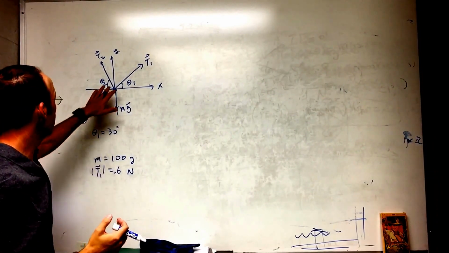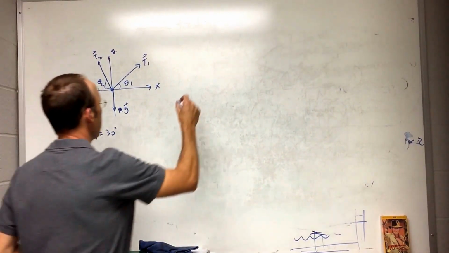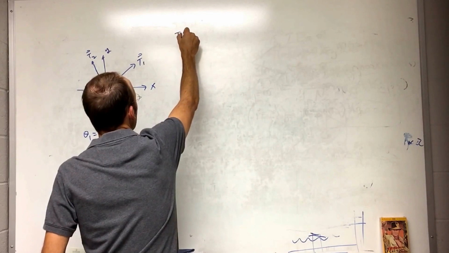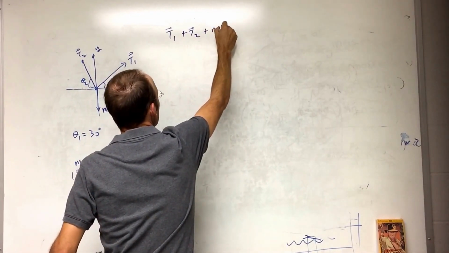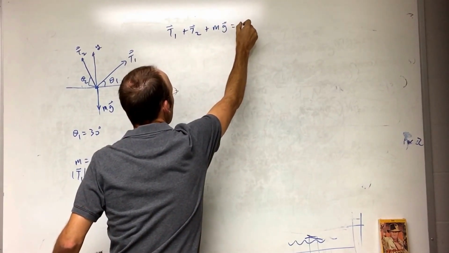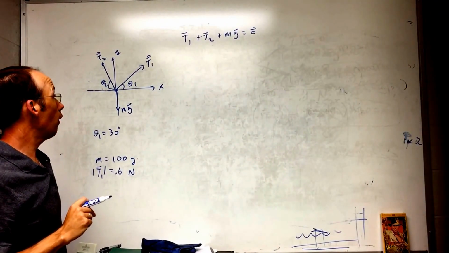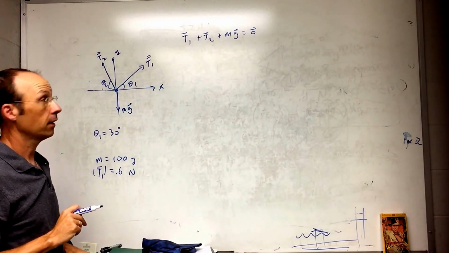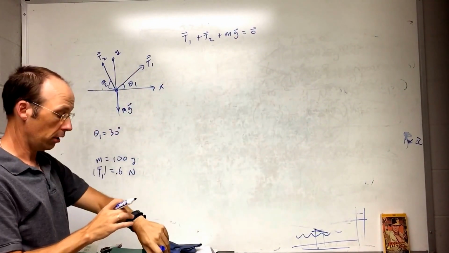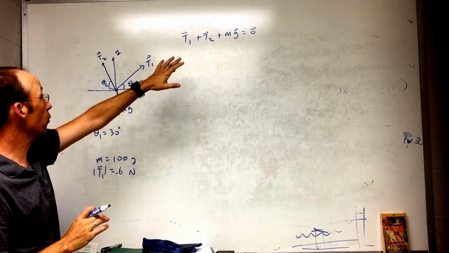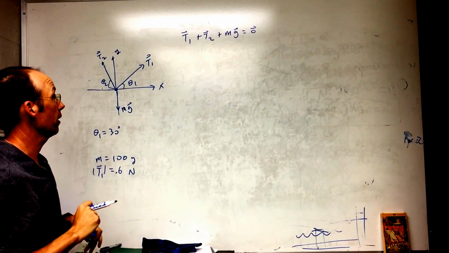So if this is in equilibrium, then the following has to be true. T1 plus T2 plus mg equals 0. So if something is in equilibrium, all of the forces have to add to 0. Now you might say, shouldn't that be negative because it's down? No, it shouldn't. Because these are vector equations. The downness is contained in the vector part of it. But we'll make it negative in a little bit.